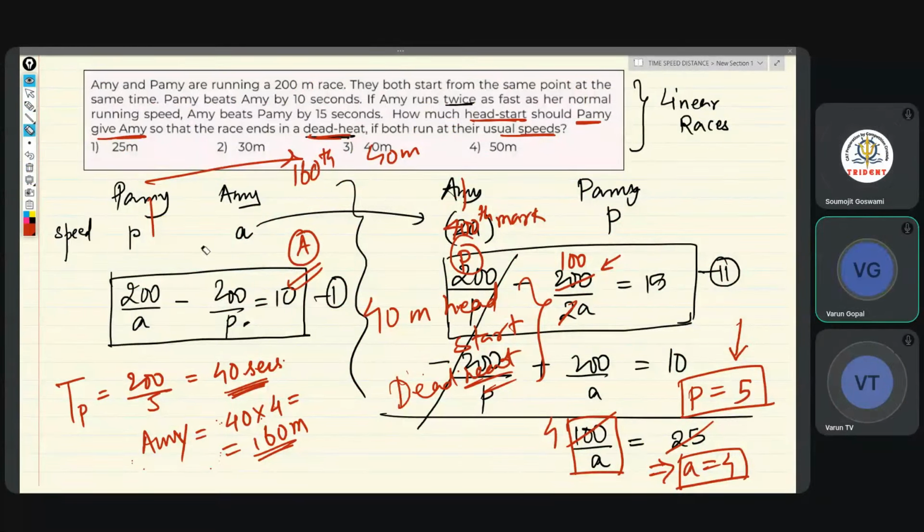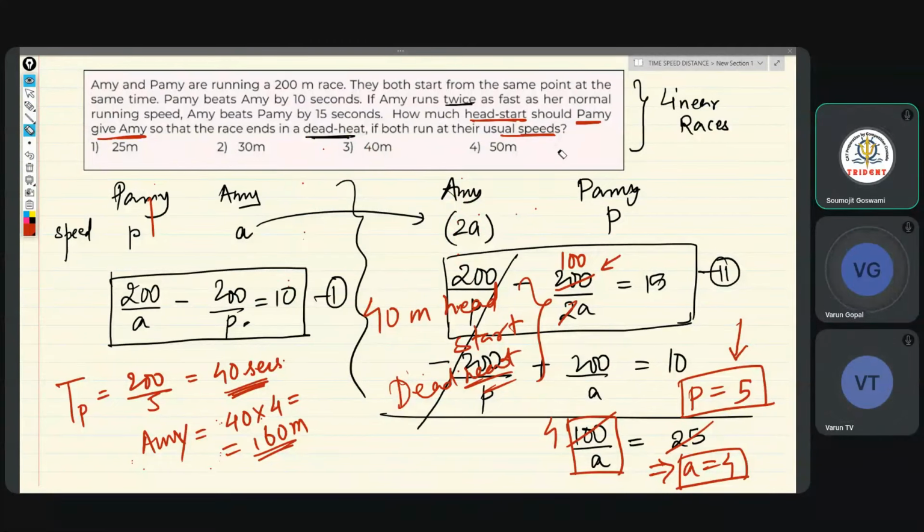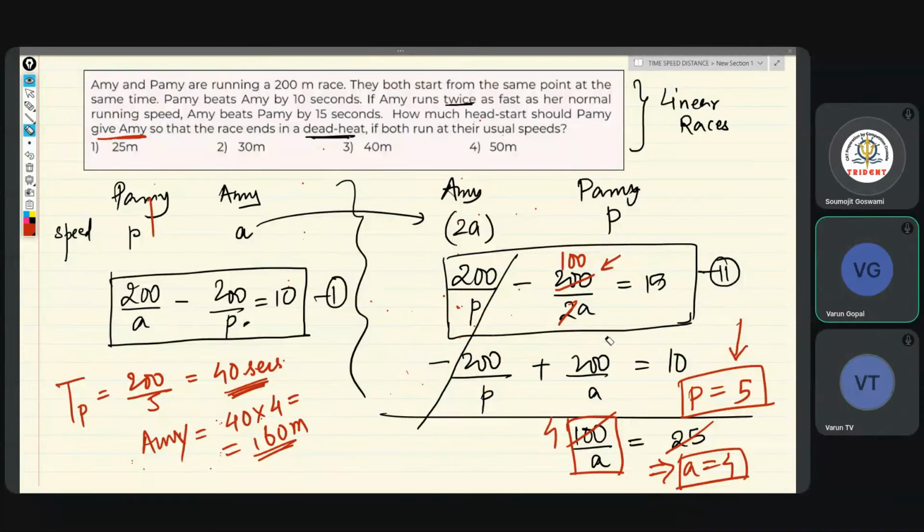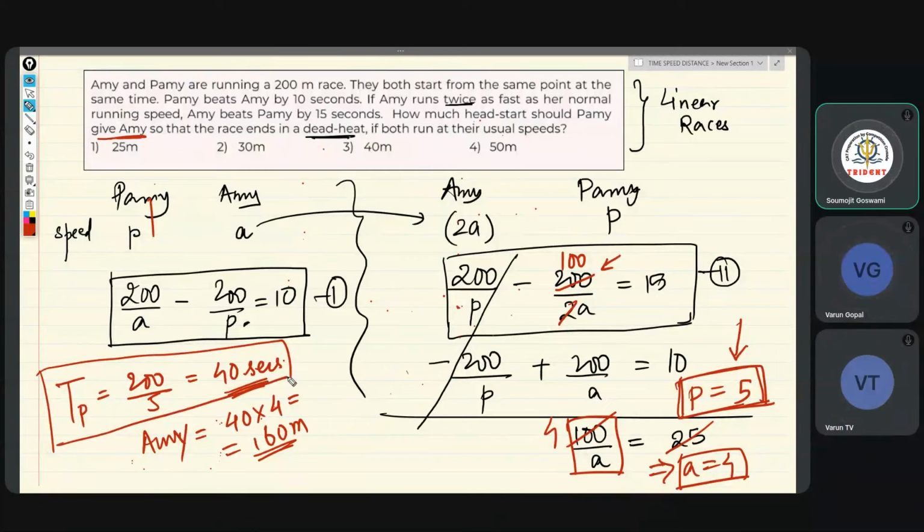Understood. We calculated the speeds of PAMI and AMI from the equations. We found out how much time PAMI will take to finish the race. We realized PAMI will finish the race in 40 seconds. In those 40 seconds, AMI will be at 160 meters. That is 40 meters behind PAMI.